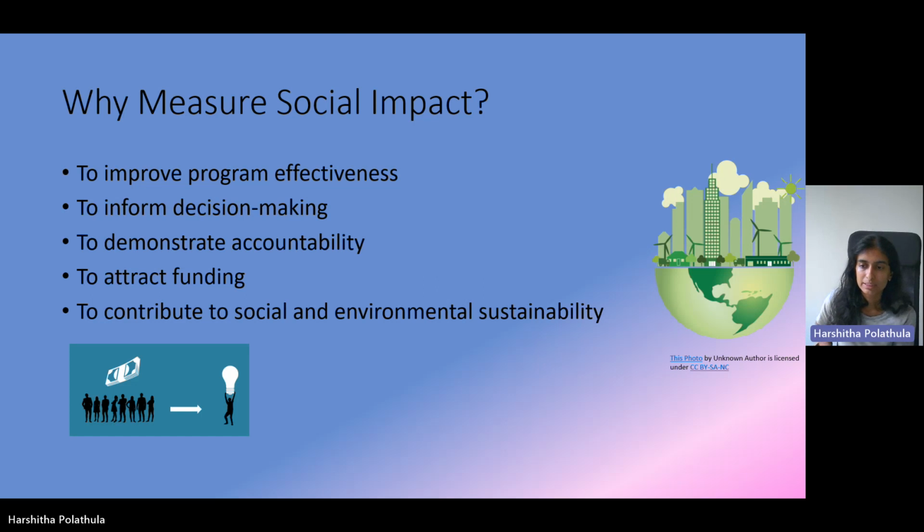And so the idea is that overall social impact measurement is essential to ensure that programs or interventions, or even the work of an enterprise, is effective, that it's accountable, and that it's sustainable, and that it can, in the long run, continue to generate a positive social and environmental impact.